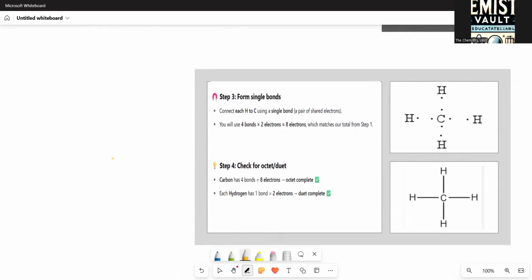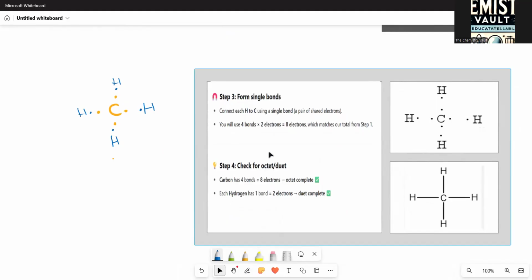So in the third step, connect each hydrogen to carbon using a single bond. First of all, we have to make the dots around carbon. We have four valence electrons in carbon, and four hydrogens that will make bonds with the carbon. So we will show their valence electrons in the blue color and the valence electrons of carbon in the orange color.